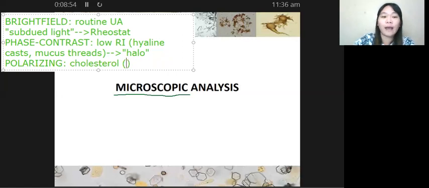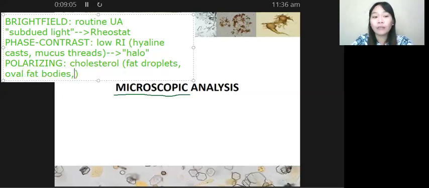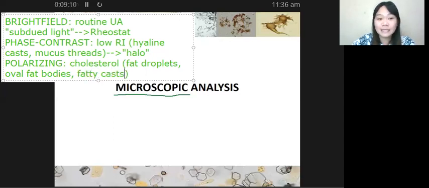Okay, so of course, we have your fat droplets. They may contain cholesterol. What else? We have your oval fat bodies. They also have cholesterol. What else? We have your fatty casts. They also have cholesterol.